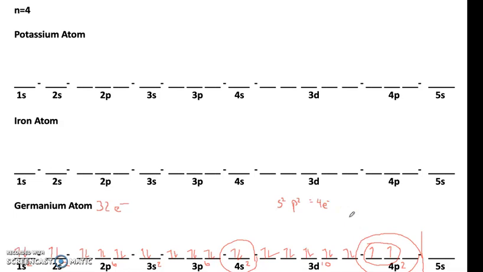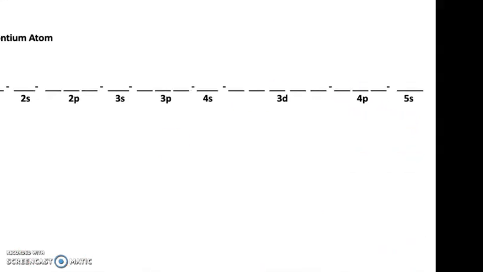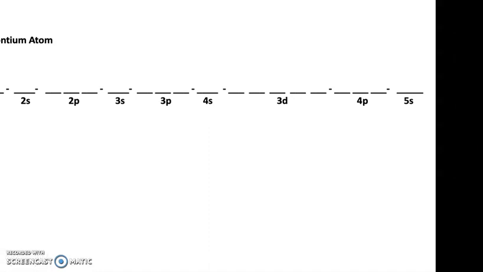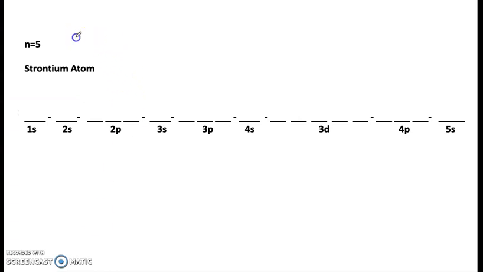Now, if you go and look on the periodic table and you find out what group germanium belongs to, it turns out it's in group 4A. Okay, right in the same group as carbon. Now, the last example we're going to do is strontium. Strontium has 38 electrons. Okay, so 38 electrons are used in making this electron configuration.